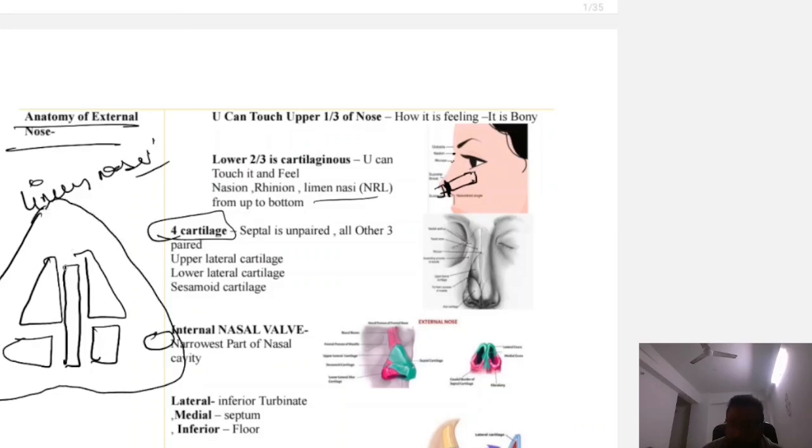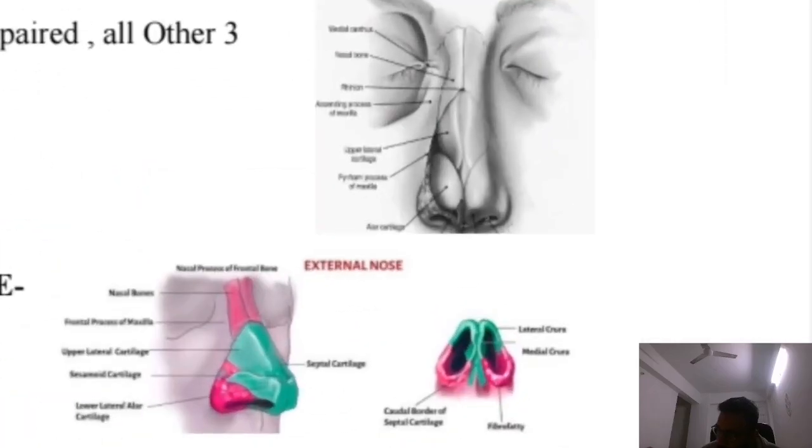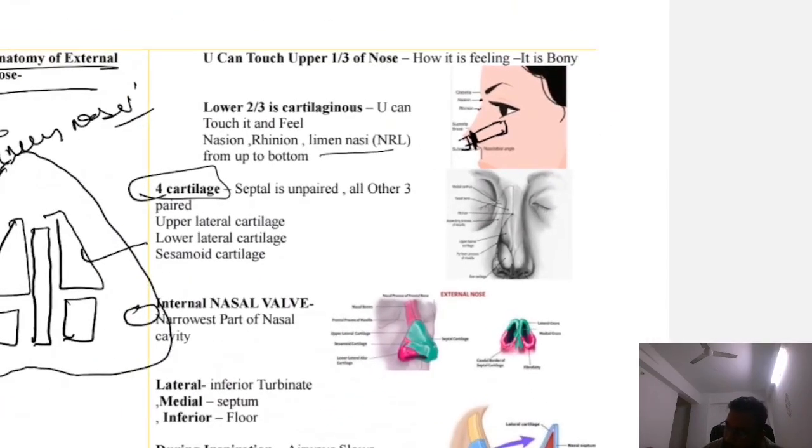Okay, you can see in this patient, this is the upper lateral cartilage, this is the lower lateral, these are the sesamoid cartilage, and in between is the quadrilateral cartilage. The quadrilateral cartilage is the unpaired septal cartilage, and the other three are paired. These are the upper lateral, these are the lower lateral, these are the sesamoid.